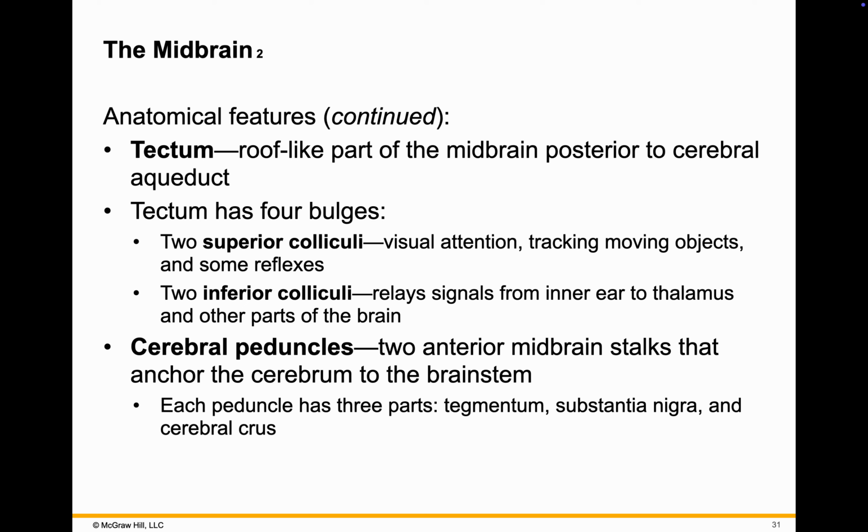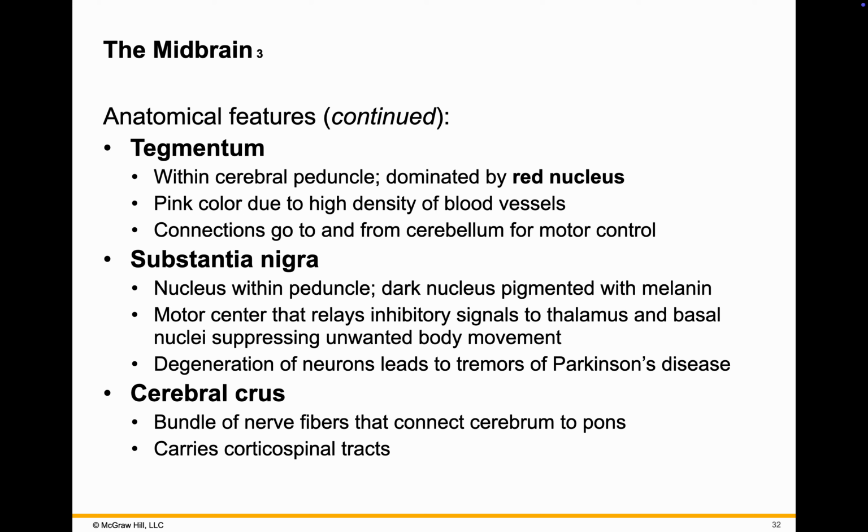The tegmentum is within the cerebral peduncle, dominated by the red nucleus. It has a pink color due to high density of blood vessels. Its connections go to and from the cerebellum and are involved in motor control.